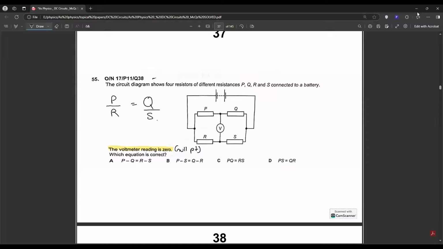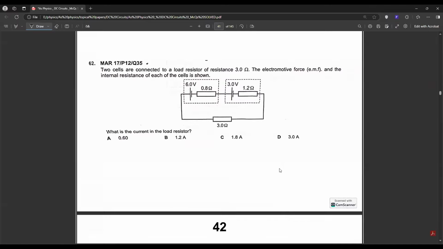Can we manipulate this to form a correct equation? Yes. P into S is equals to R into Q. Any answers like that? D is your answer. Let's further move ahead. Two cells are connected to a load resistor of 3 ohms.